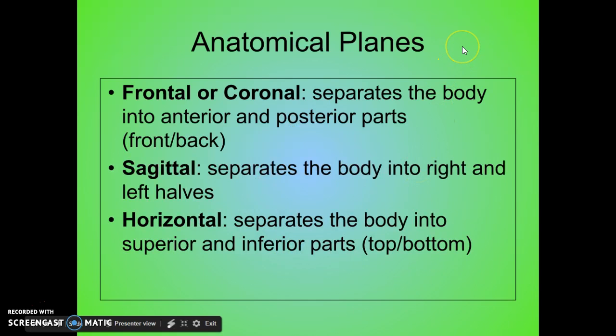So this guy right here tells you exactly what I just did. Frontal or coronal divides it into anterior and posterior parts, or front and back. Sagittal is left and right halves, and horizontal or transverse separates it into top or bottom. So like that one, I like to say, if I took a sword and just kind of chopped you in half, I would be chopping you on that horizontal plane.